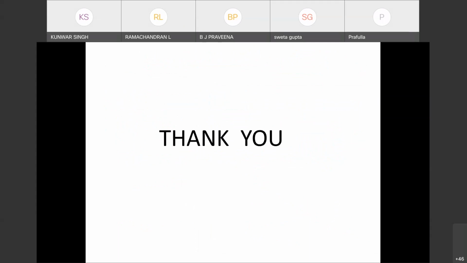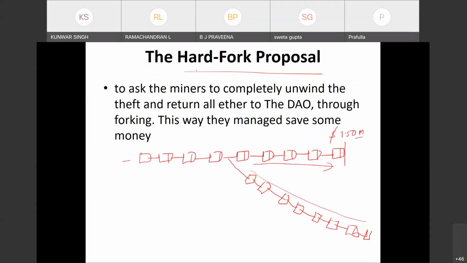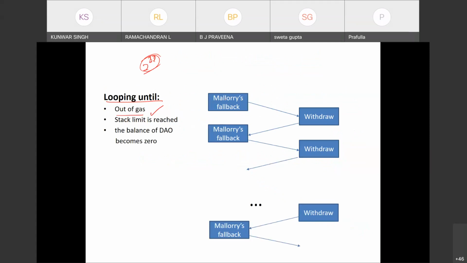See, you have seen this DAO attack. The DAO attack happened because of some problem in the smart contract, because of the fallback function, how they had written the DAO. Now it is up to the person who is deploying it. This is totally not a trusted party. You can also deploy a smart contract, I can also deploy a smart contract.